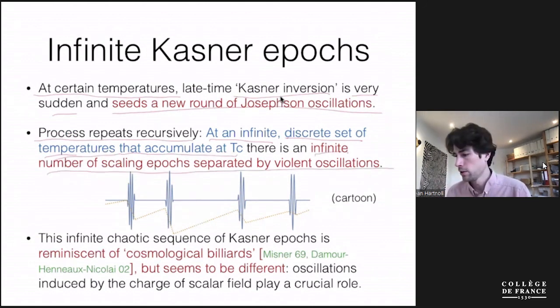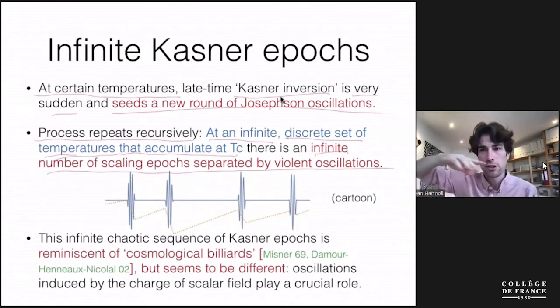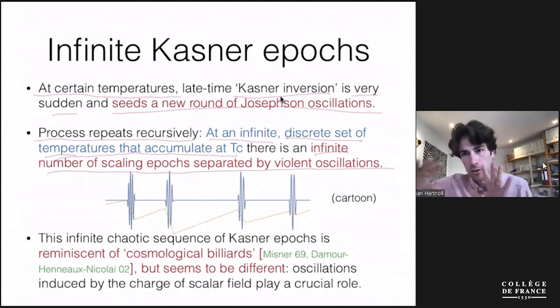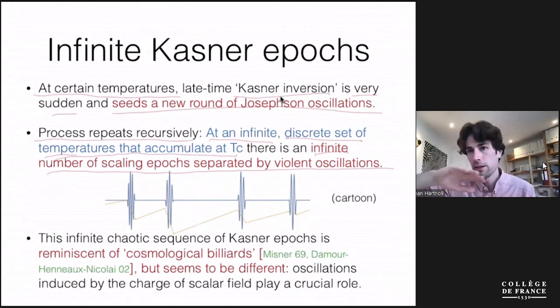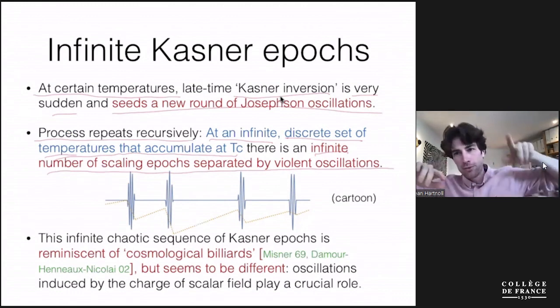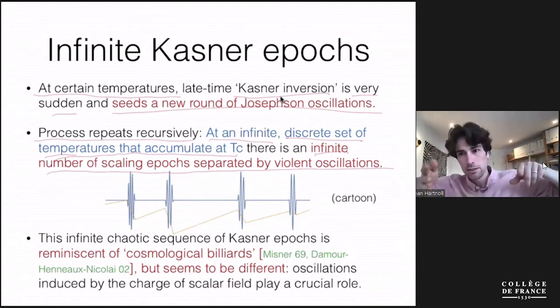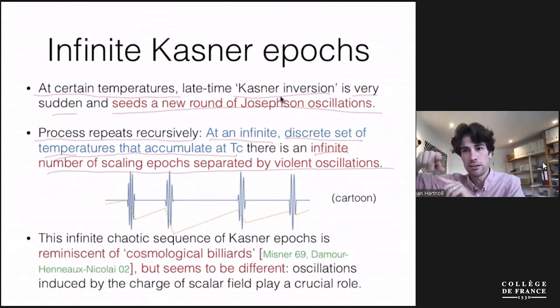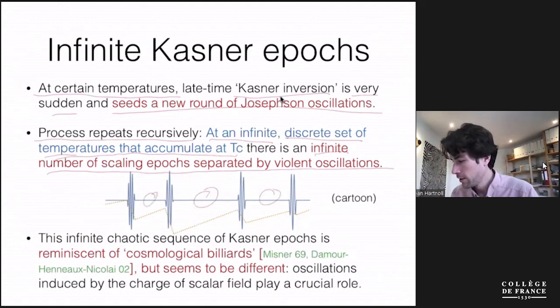Right? So just behind the horizon, you have some oscillations, and much later time, there's this Kasner inversion, which wants to just happen once in this theory. But if you have just the right number of oscillations at the beginning, the inversion becomes very sudden, and then you get a new bunch of oscillations here. And then for just the right number of these oscillations, you get another inversion later on. And so you get a series of Kasner epochs that are separated by these violent oscillations.